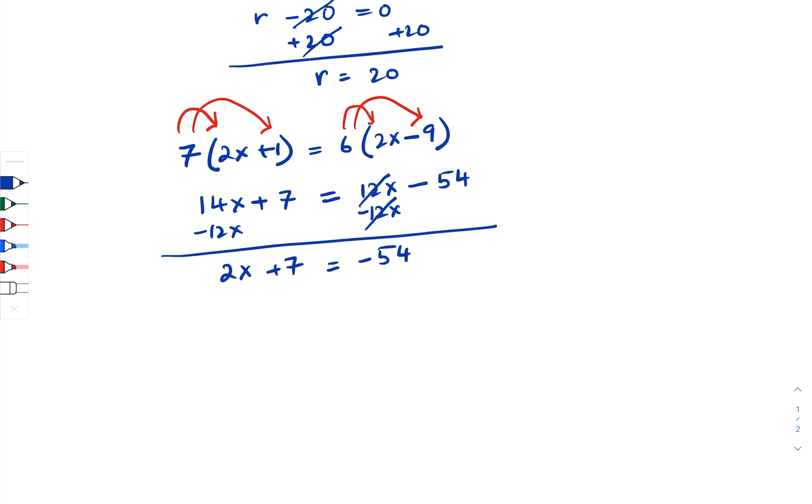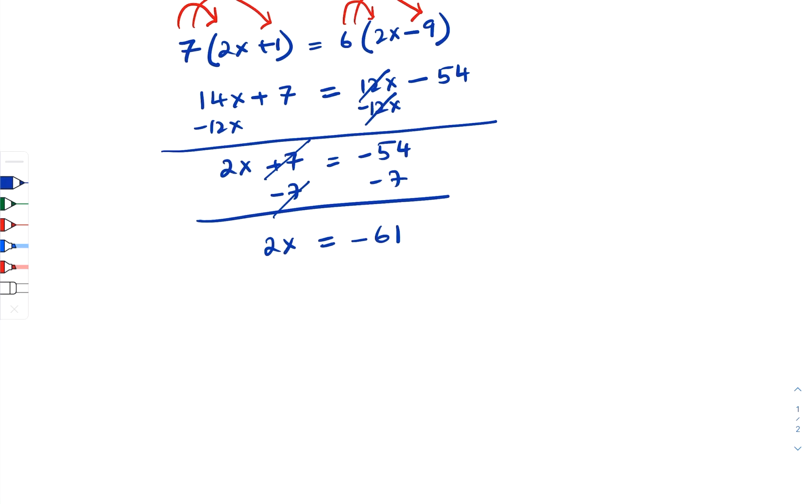And then I'm going to move the 7 over to the right-hand side by subtracting 7 from both sides. That gives me 2x is equal to negative 61. Then I'm going to get rid of the 2 by dividing both sides by 2. So I get x is equal to negative 61 over 2. Now I can keep my answer as negative 61 over 2, or because this is an improper fraction, I can change it to a mixed number, which ends up being negative 30 and 1/2.